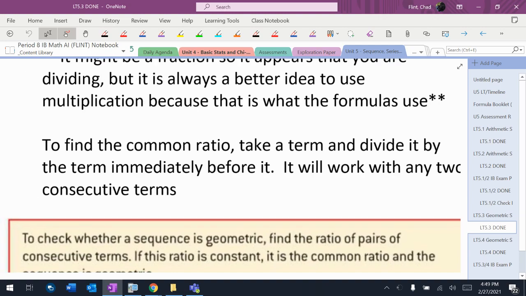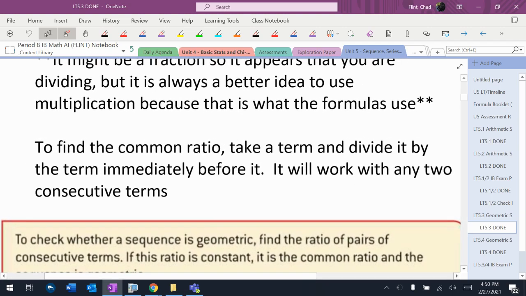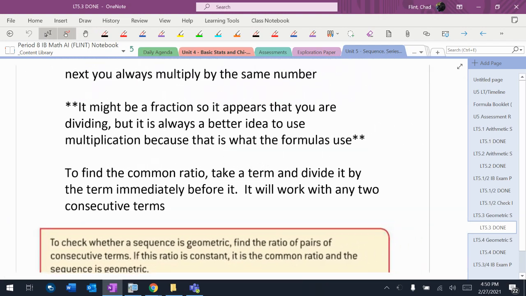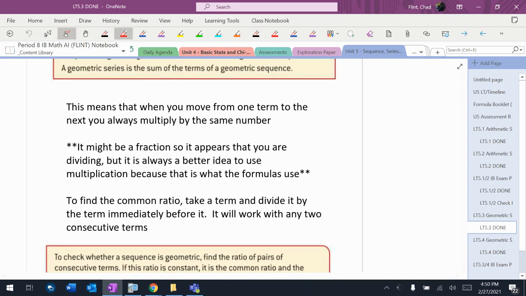So it says to find the common ratio, you take a term and divide it by the term immediately before it. It'll work for any 2 consecutive terms. So I just want to put this on here. We'll talk about this when I solve some problems. You could do U3 divided by U2. You could do U5 divided by U4. Any of these things would give you the common ratio, or the common rate that it's increasing by.